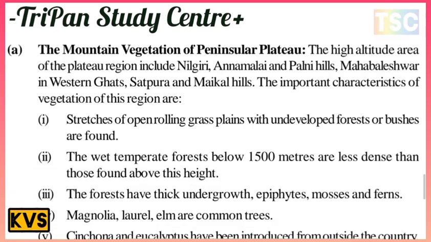The first characteristic is that stretches of open rolling grassland with underdeveloped forest or bushes are found. The temperate forests below 1,500 meters are less dense than those found above this height. The forests have a thick undergrowth, and epiphytes and mosses are plentiful. Magnolia, laurel, and elm are common trees. Next, cinchona and eucalyptus have been introduced from outside the country.